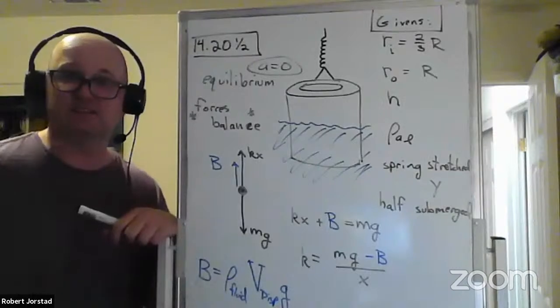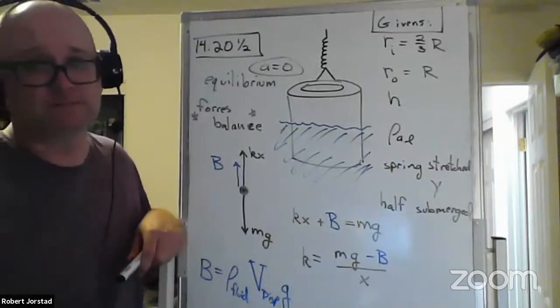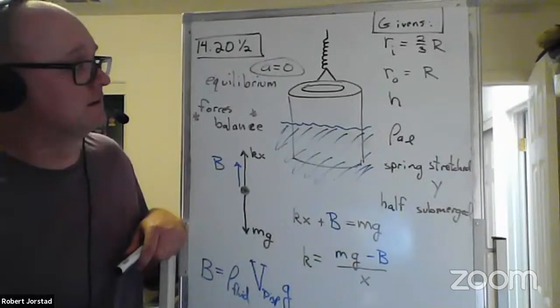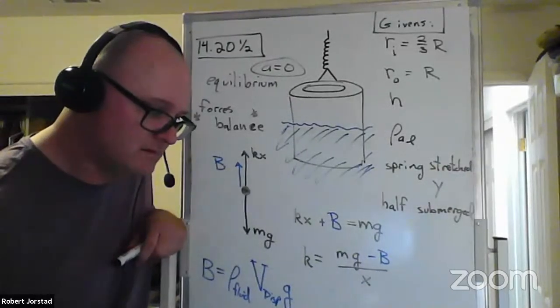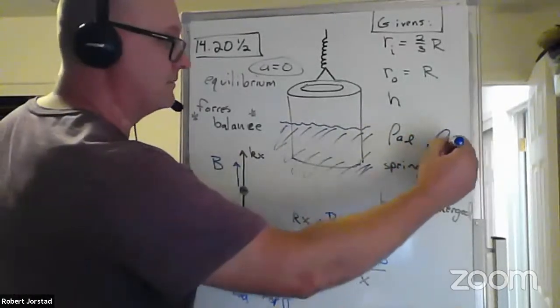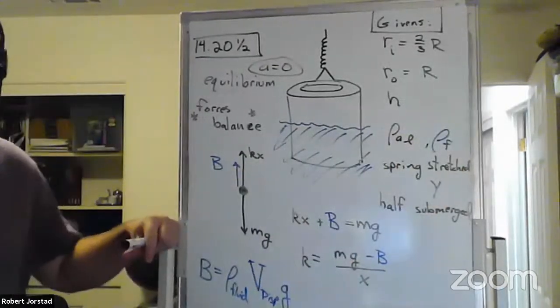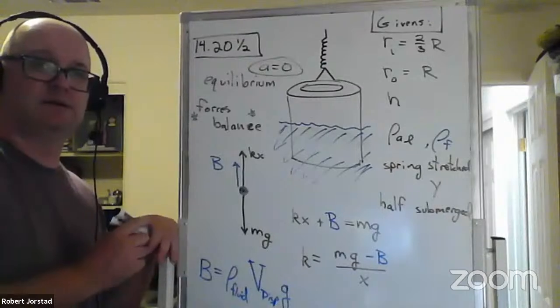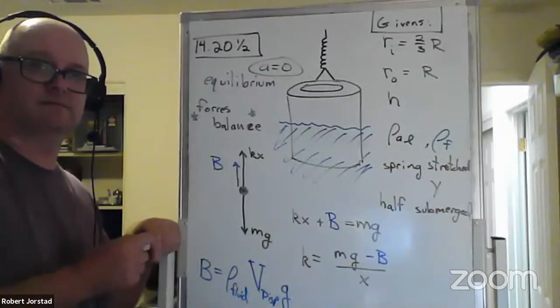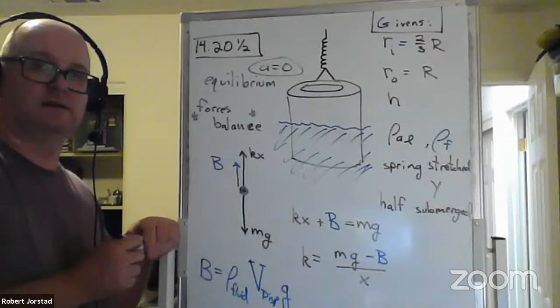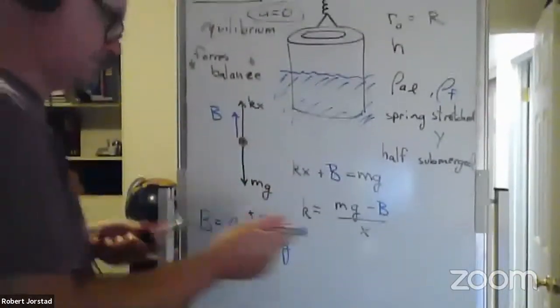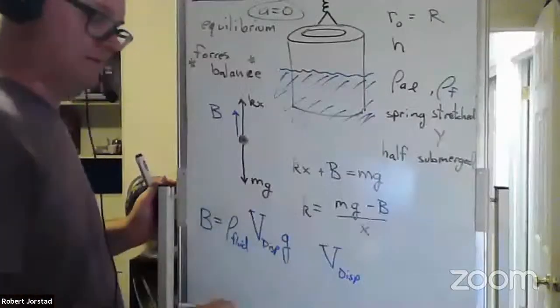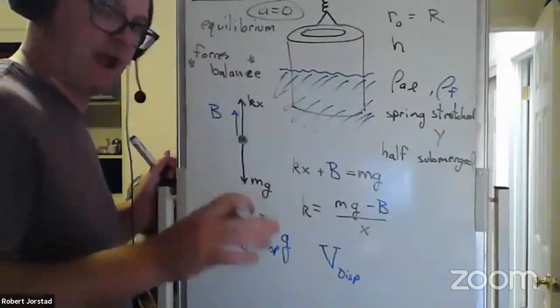Do I know the volume displaced? Do we know the fluid? Oh, we know rho of the fluid as well, right? That's a given. So how do I get volume displaced? The length times height, pi r squared. Say again. It would be pi r squared times h. Yeah, length times. I tell you what, let's come back to that. You're on the right track.